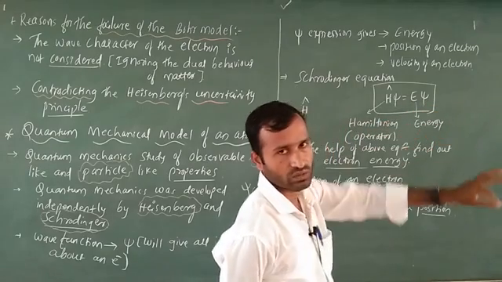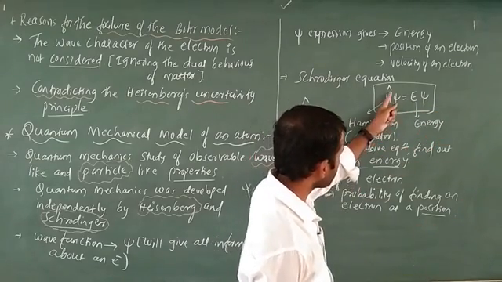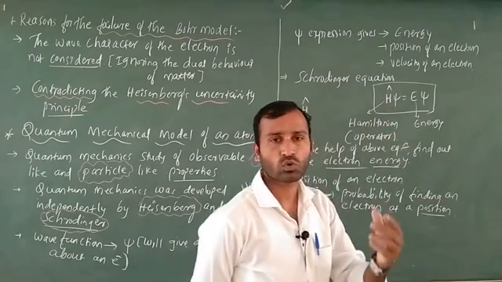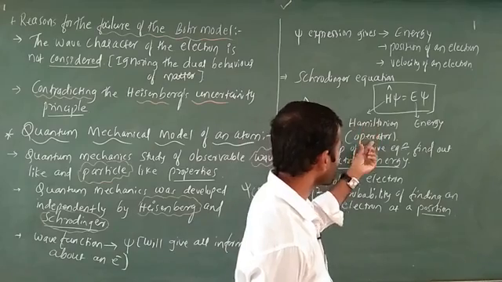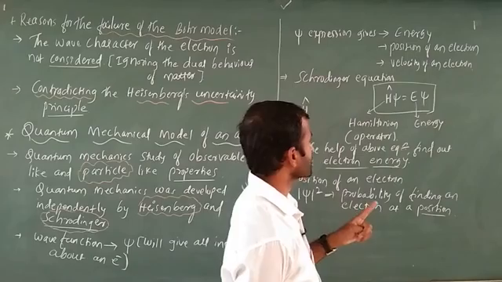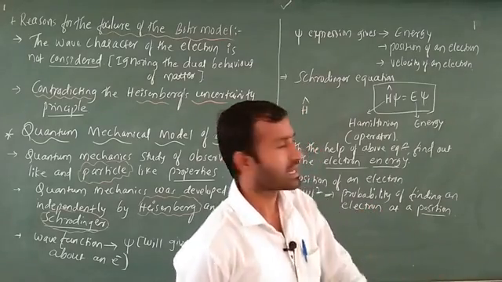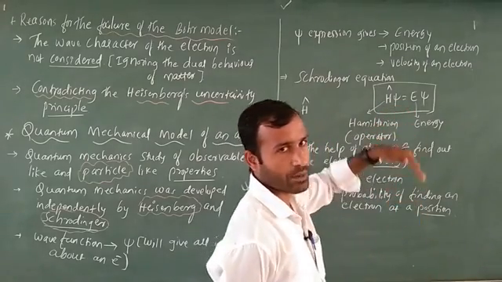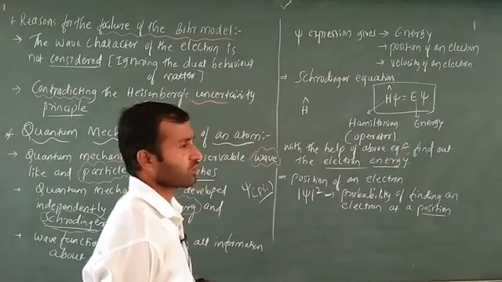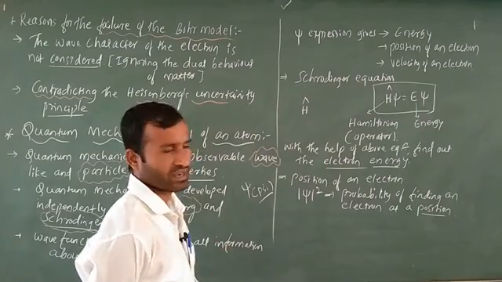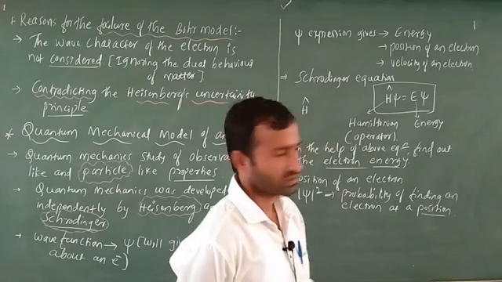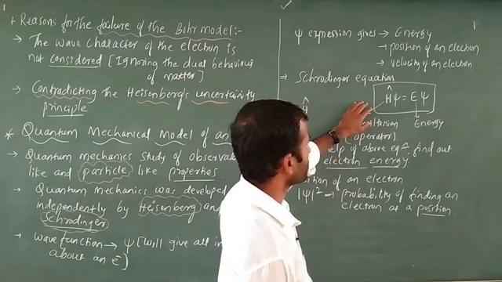This is the most important formula. This H cap indicates what? Hamiltonian. It is an operator. If they ask you to write the Hamiltonian equation, that time also you have to write this one: H cap psi is equal to E into psi. That is called the Schrödinger wave equation or Hamiltonian operator. E indicates energy, psi indicates the wave function. That is why this formula is the most important, bear in mind.